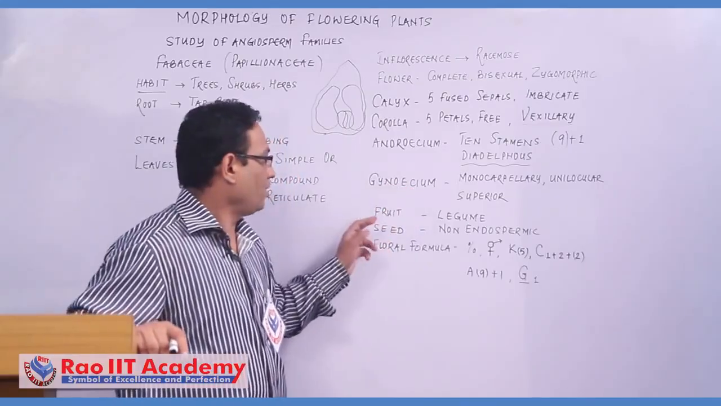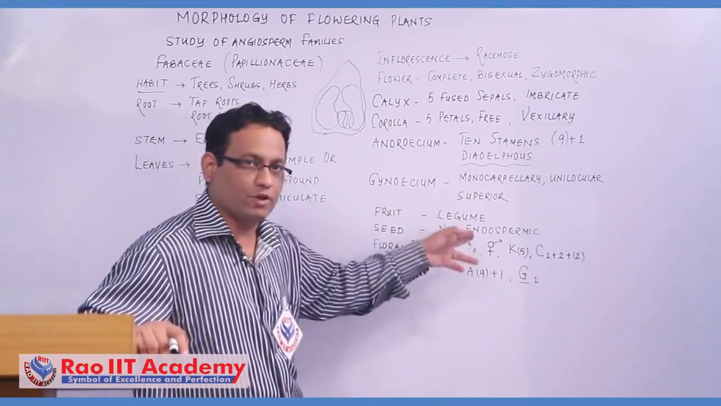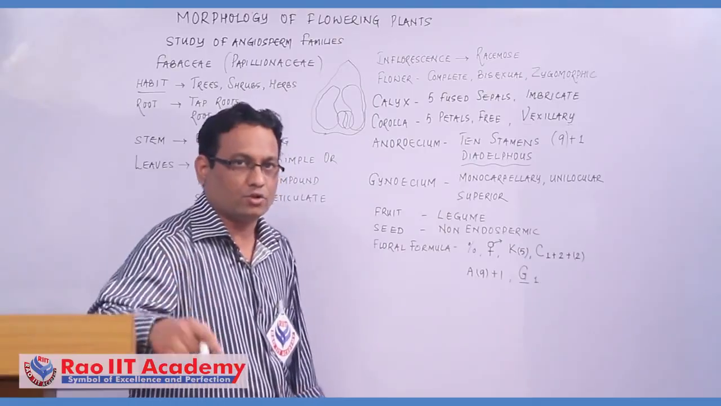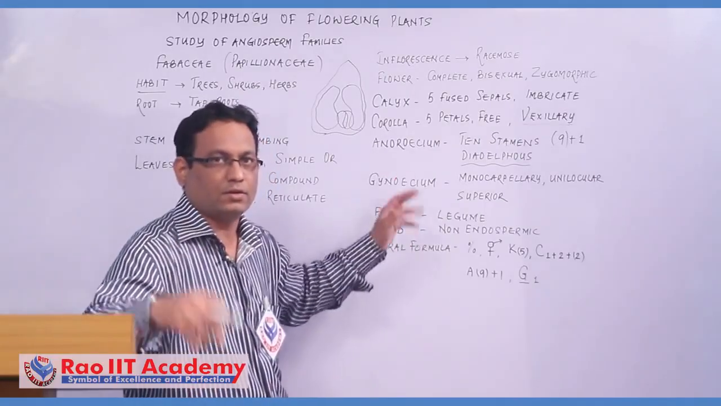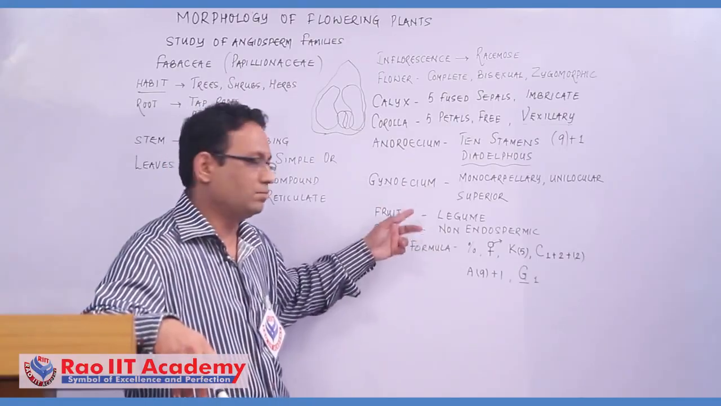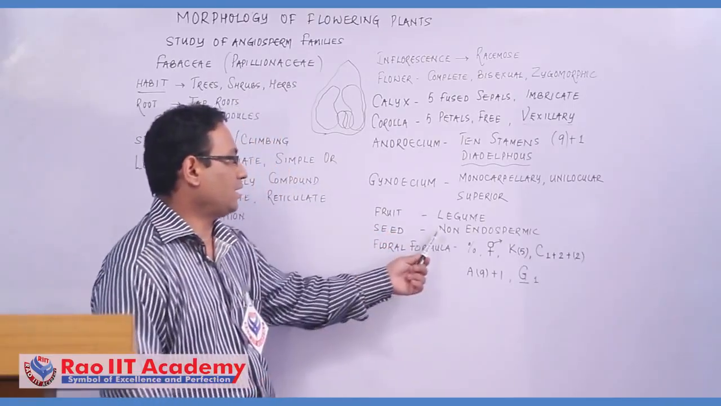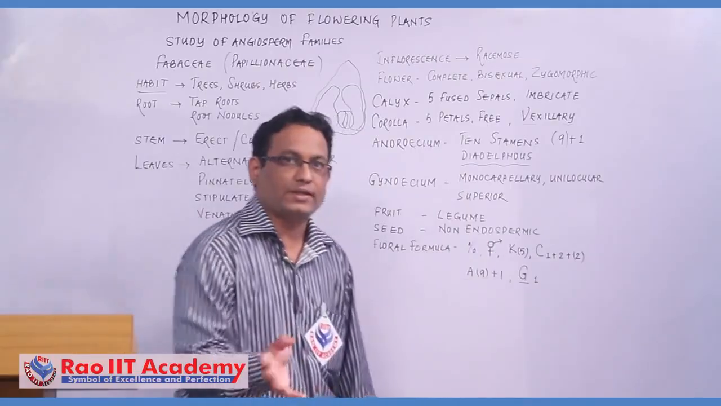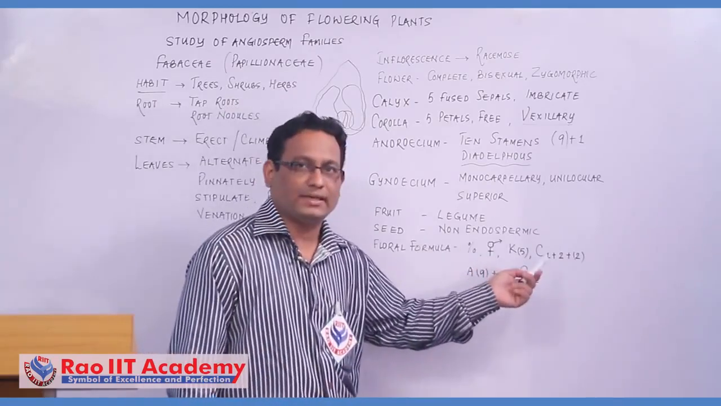Moving ahead, we have the fruit which is a legume. In fact, it is the legume fruit which made taxonomists name this family Leguminosae, or rather, in the earlier age of taxonomy, it was named Leguminosae. Now the seed is characterized by the absence of endosperm. Hence, it is an exalbuminous seed or a non-endospermic seed.